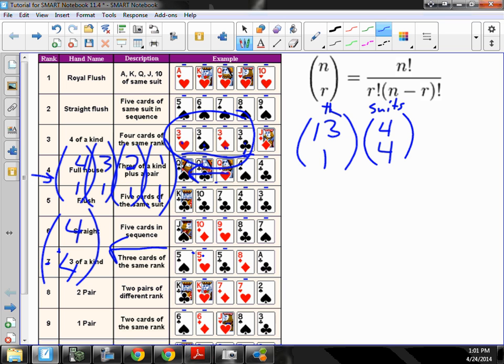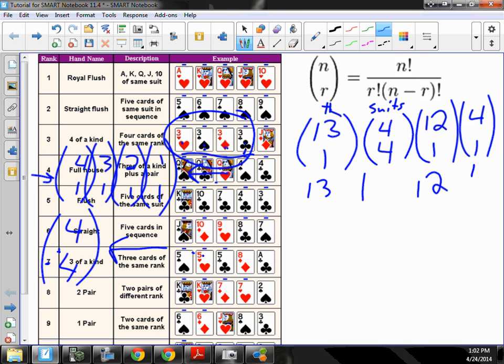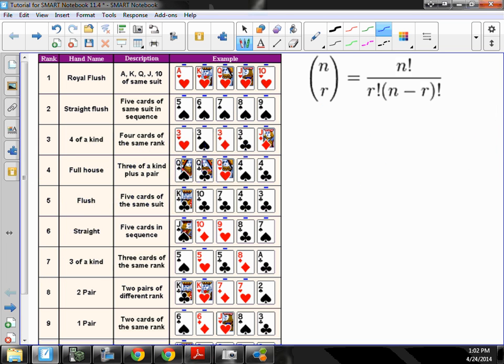How many ways are there to choose the number on the last card? There are only 12 numbers left. I already used the 3. So 12 choose 1. Right, so what is the suit of the last card? 4 choose 1. It could be any of the 4. So this is easy, 13. This is easy, it's 1. That's 12, and this is 4. So what is 13 times 12 times 4? 624.